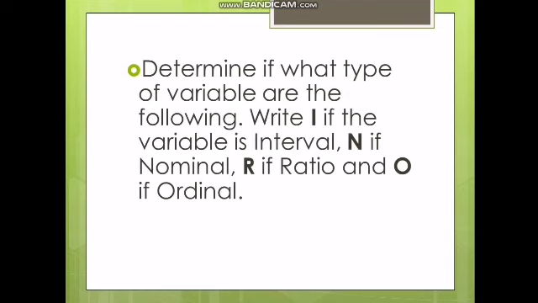Determine what type of variable are the following. Write I if the variable is interval, N if nominal, R if ratio, and O if ordinal. Again, determine what type of variable are the following. Write I if the variable is interval, N if nominal, R if ratio, and O if ordinal. Let's begin.